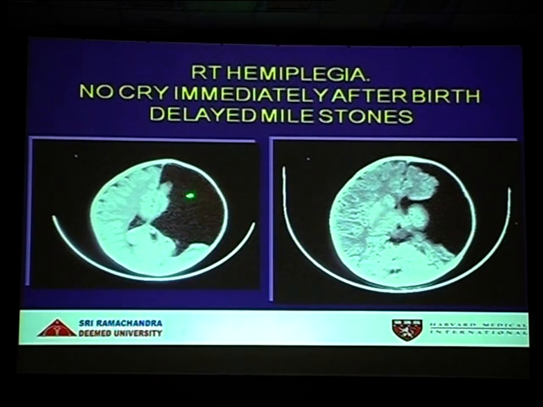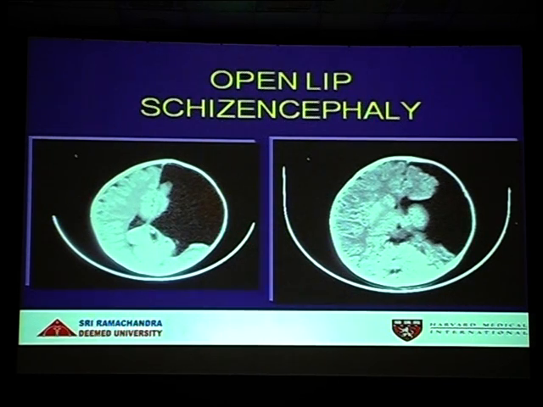This is what has happened here. What happened to this? The brain has not developed here. There is no brain, and then it is an open lip. Open lip. What is the diagnosis? Open lip schizencephaly. That is typical. See, you can see the brain is not developed. Presentation will be what I have shown to you. So this is an open lip schizencephaly. This can be kept as a spotter for you people.